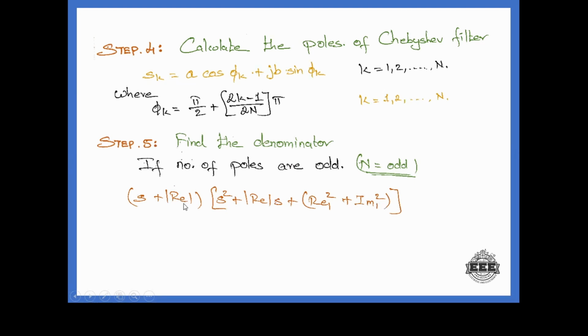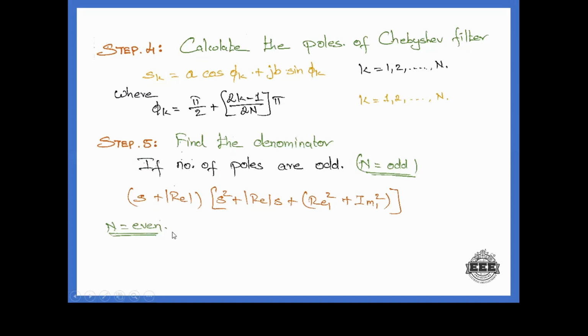What is RE? Real part. In these poles, we determine the real part and imaginary part. So RE means real part, and imaginary part means plus j, some value, which will be substituted here. So if your n value is odd, you use this formula.